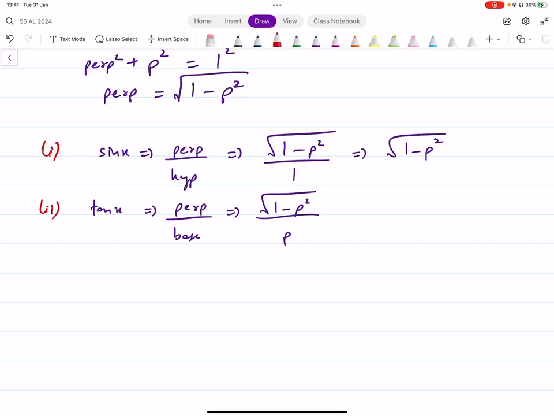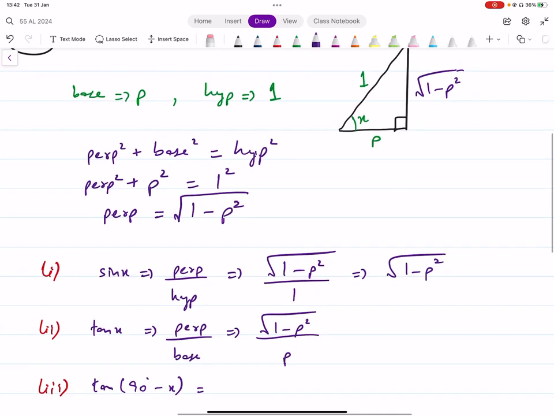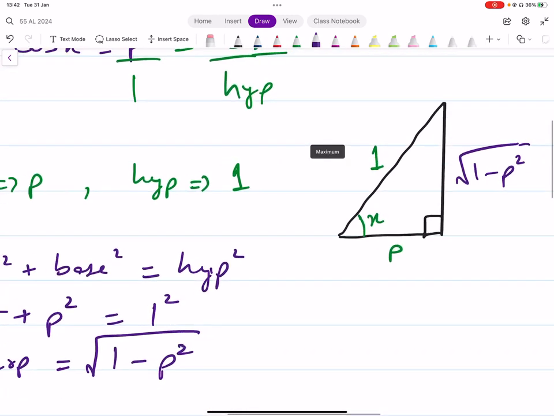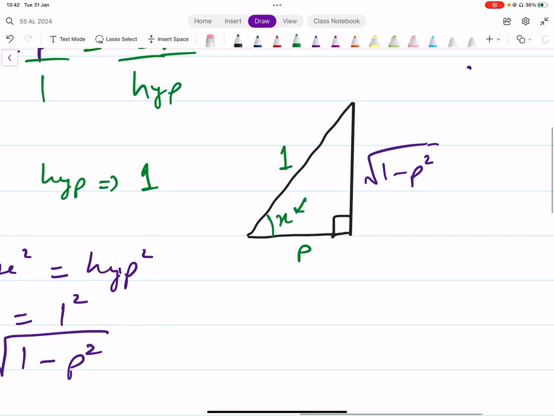And the third thing was find tan of 90 minus x. What about this now? How do we do this from this triangle? It's the upper angle there. If this angle is x, the angle at the top there would be 90 minus x. So basically it has asked the tan of that angle. This angle is 90 minus x. We just need to find the tan of that angle now.